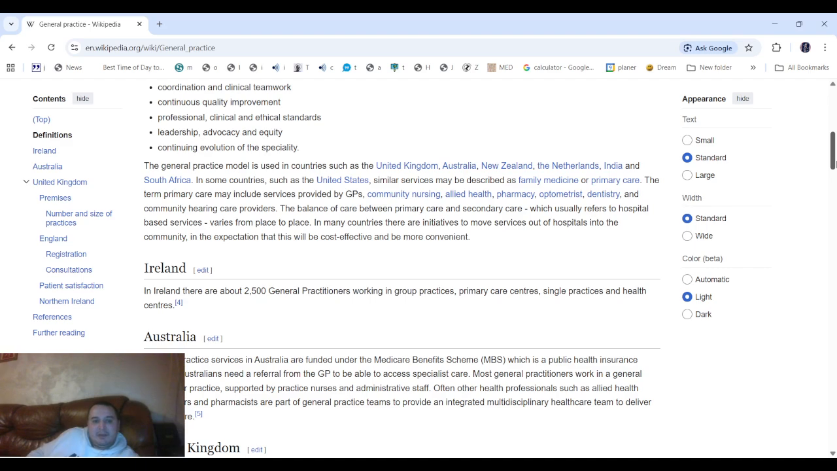In some countries, such as the United States, similar services may be described as family medicine or primary care. The term primary care may include services provided by GPs, community nursing, allied health, pharmacy, optometrist, dentistry, and community hearing care providers. The balance of care between primary care and secondary care, which usually refers to hospital-based services, varies from place to place. In many countries, there are initiatives to move services out of hospitals into the community in the expectation that this will be cost effective and be more convenient.